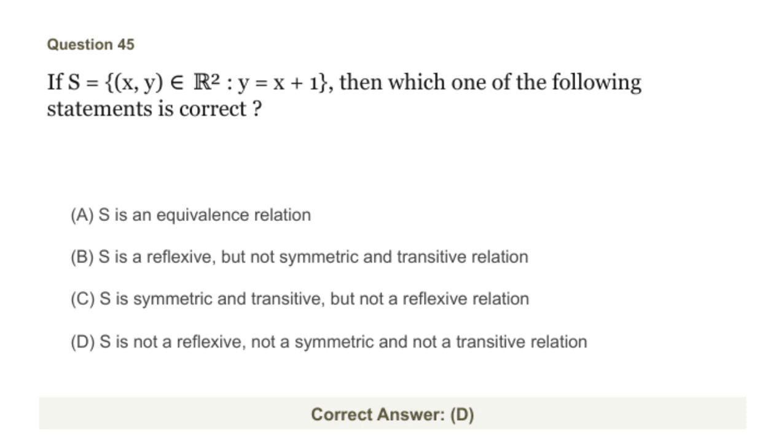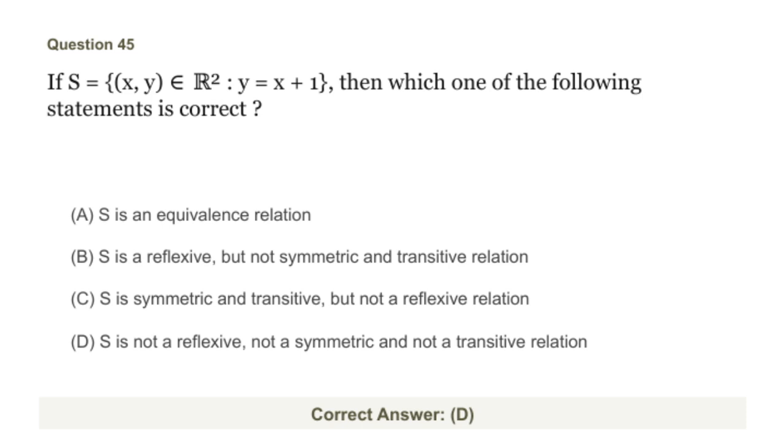Option C suggests that S is symmetric and transitive but not reflexive. Again, since S isn't reflexive, this can't be correct either. Also, because S is defined by a linear equation y equals x plus 1, it doesn't satisfy the symmetry or transitivity properties, but the key point here is the absence of reflexivity.